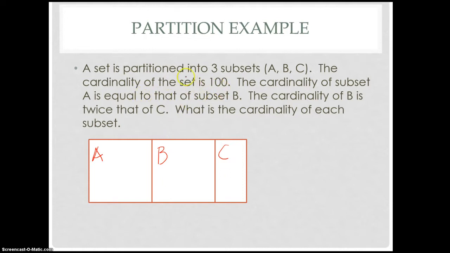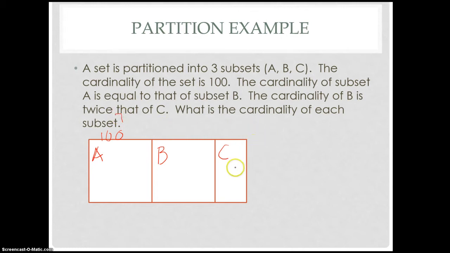It says the cardinality of the original set is 100. So the entire partition, all 3 of these things together have to be 100. The cardinality of the subset A is equal to that of B. Notice that I try to make A about the same size as B. And the cardinality of B is twice that of C. So I tried to make B twice as big as C. Now the question here is what is the cardinality of each subset?